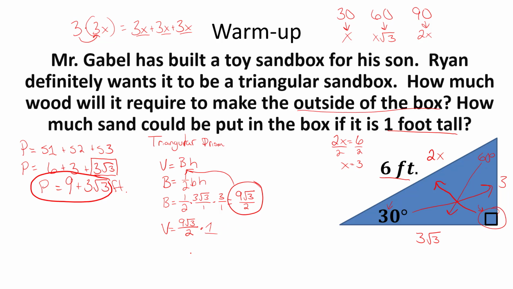So anything times 1 is itself. The volume itself is also then going to be 9 root 3 over 2 feet cubed.